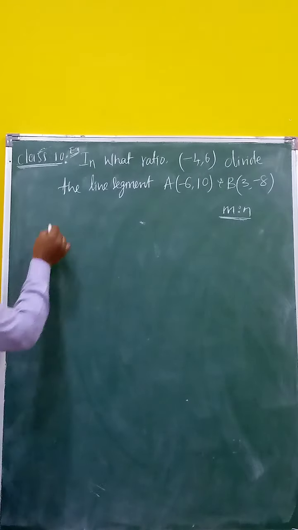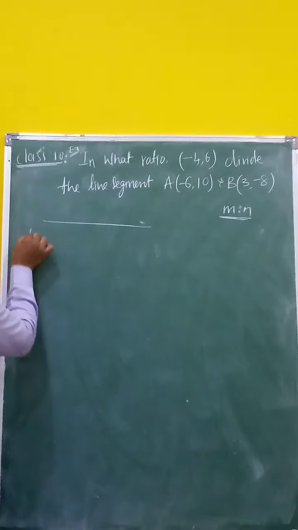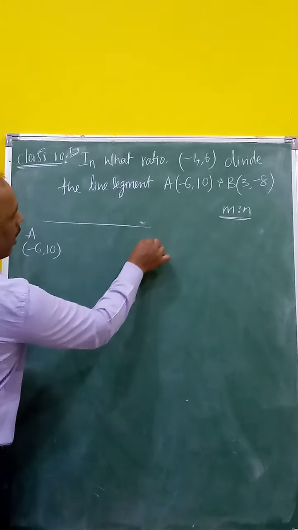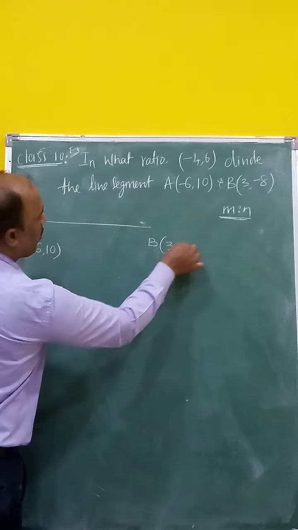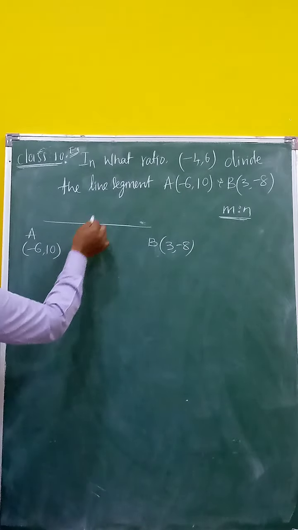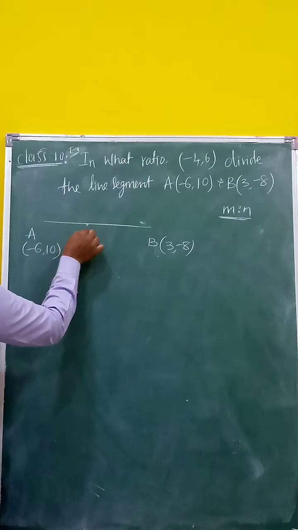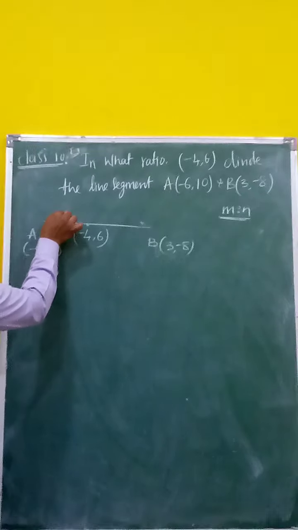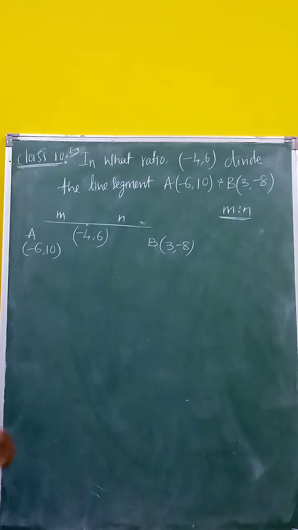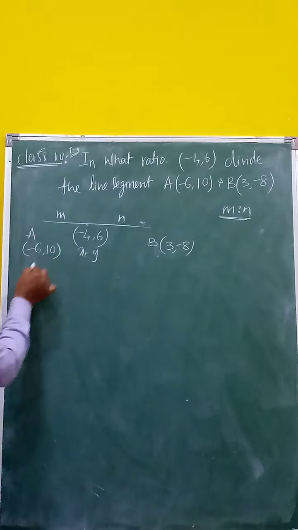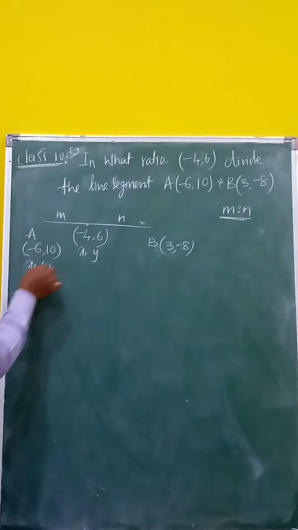I will show a rough figure here. A is given as minus 6 comma 10 and B is 3 comma minus 8. The point is somewhere here, which you can take as P, the given point directly minus 4 comma 6. The ratio is m is to n. We have to find the m and n values clearly. What is given first? x comma y. Here x1, y1 are given.